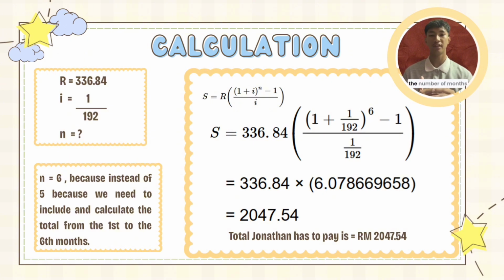n represents the number of months that Jonathan missed, which is 6 months. We use 6 instead of 5 because we need to include and calculate the total from the first to the 6th month. So, n is 6. Therefore, the calculation is done the same as below. So, in the 6th month, Jonathan should pay RM2,047.54 in total to catch up the payment.